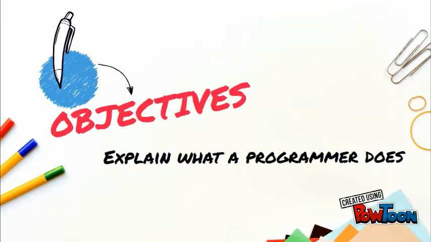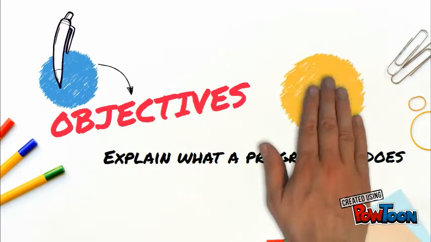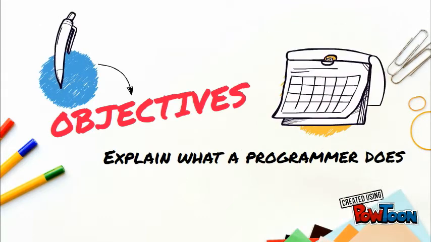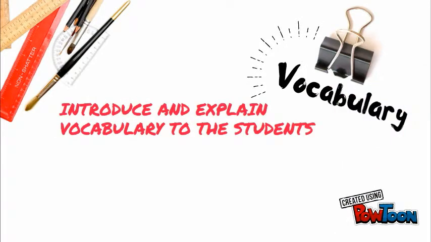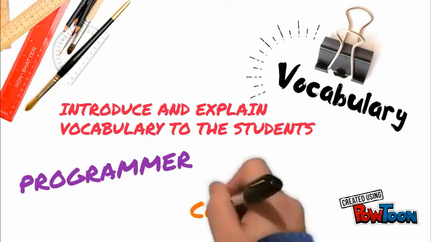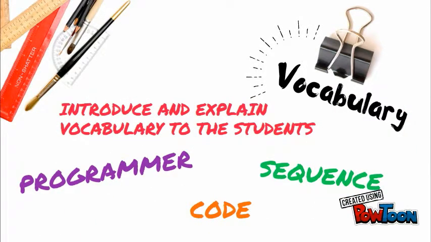Objectives. Students will be able to explain what a programmer does. Students will be able to use basic programming language to move a robot forward and jump. Vocabulary. Introduce and explain vocabulary to students, such as what a programmer does, what a code is, and sequence, also known as the order of events.